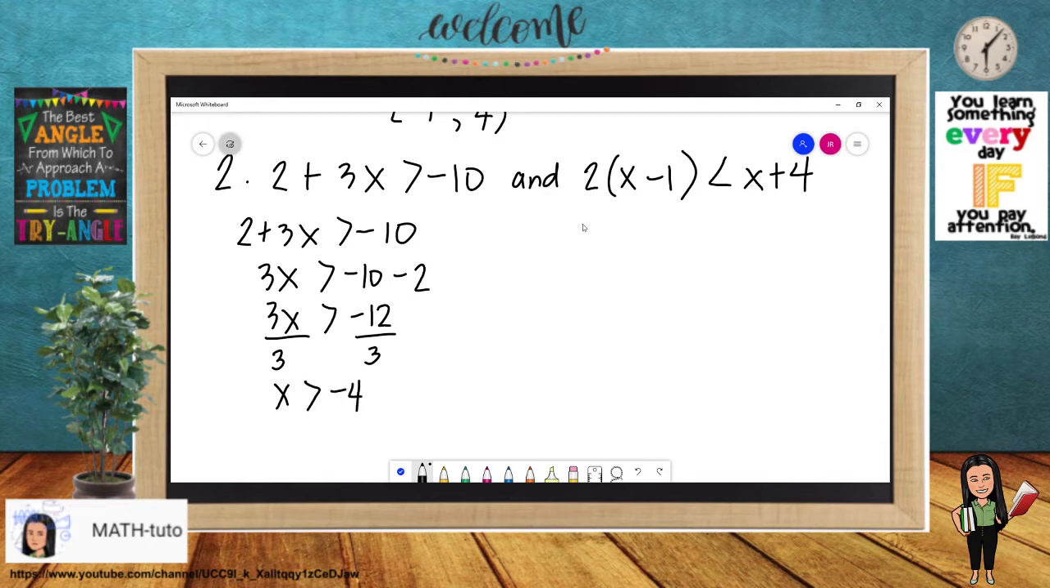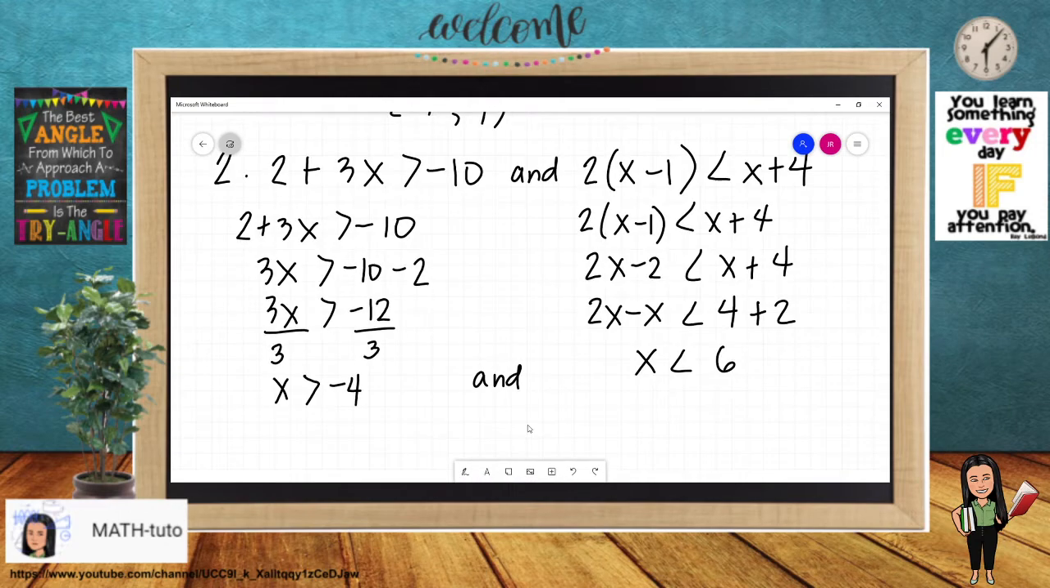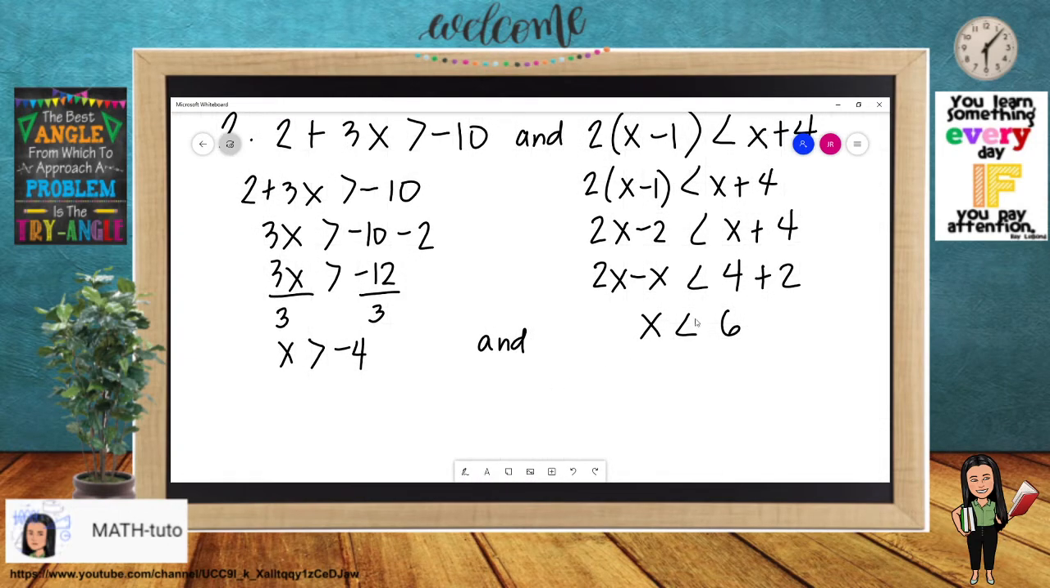And on this side, we have 2 times quantity x minus 1 less than x plus 4. Distribute: 2x minus 2 less than x plus 4. Okay, we have 2x minus x less than 4 plus 2. So, we have x less than 6. Okay, so, our answer is x greater than negative 4 but x is less than 6.